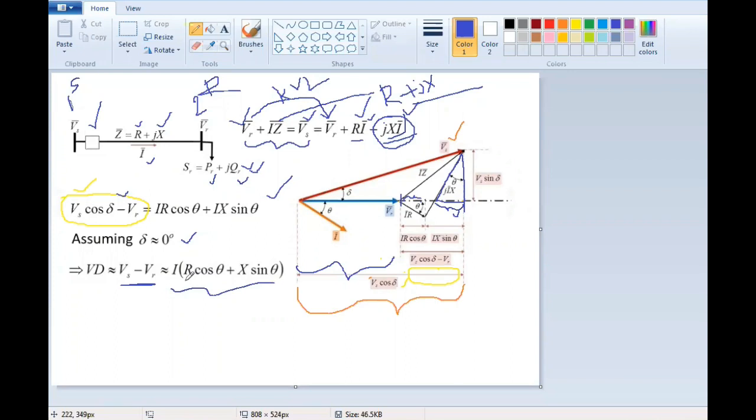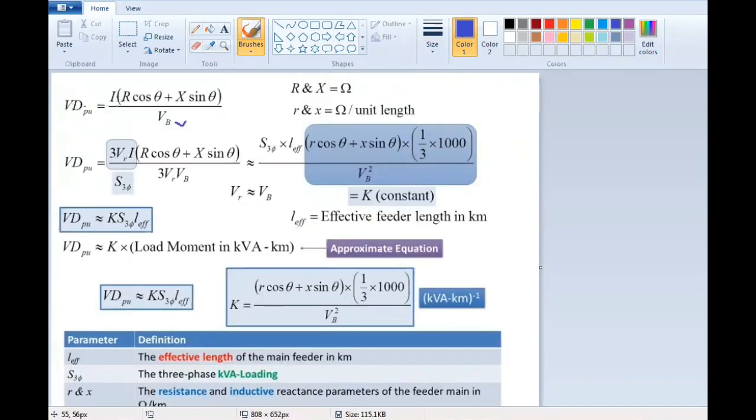If you want to get the voltage drop in the feeder, you have to multiply the current with the components R cos theta plus X sin theta. So the actual voltage drop is I into R cos theta plus X sin theta. If you want it in per unit, you divide by the base voltage. You may take any voltage; if it is divided by the base voltage, it will be converted into per unit.